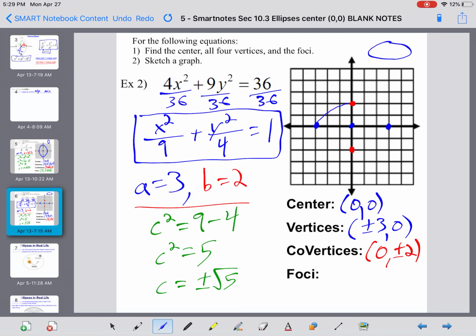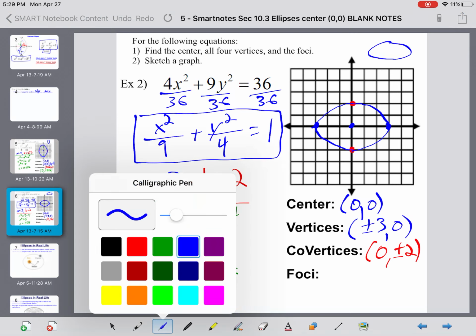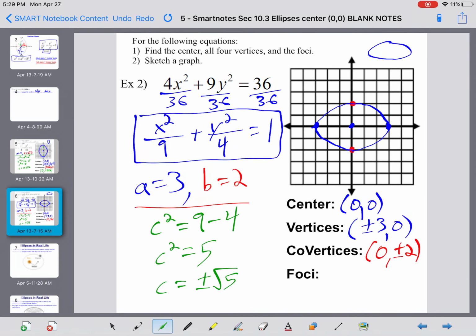Vertices and co-vertices are all I need to sketch a graph. So here's my ellipse, again trying to make it as symmetric as I can. All right, foci then. Because this is horizontal, I'm going left and right, so it's plus or minus the square root of 5, 0. And there are my points, and there's my graph.